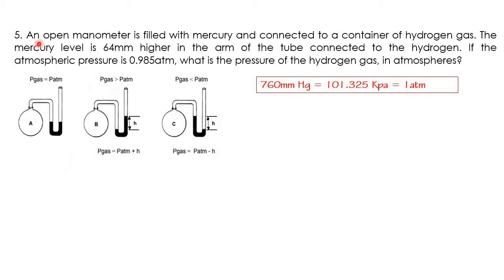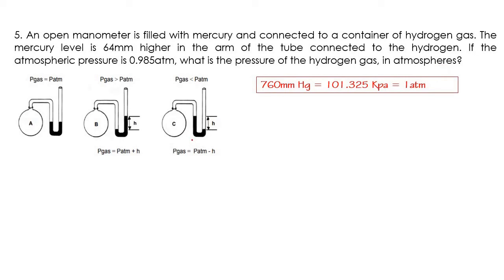Problem number 5. An open manometer is filled with mercury and connected to a container of hydrogen gas. The mercury level is 64 millimeter higher in the arm of the tube connected to the hydrogen. If the atmospheric pressure is 0.98 atmosphere, what is the pressure of the hydrogen gas in atmospheres?